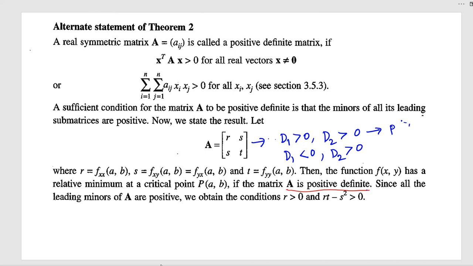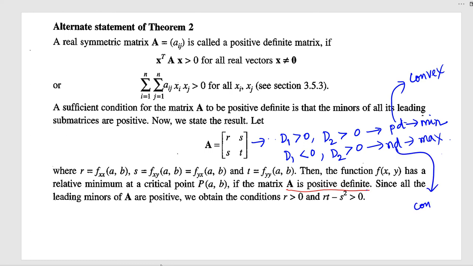Let us say PD, that is related to minimum. If it is negative definite, that is related to maximum. So if it is positive definite, then the function is convex. If it is negative definite, then the function is actually concave. So everything is actually connected to each other.